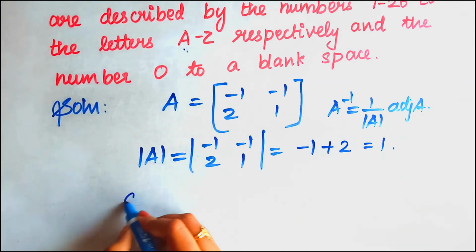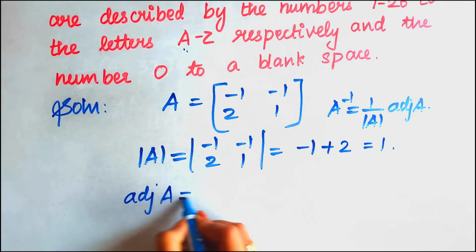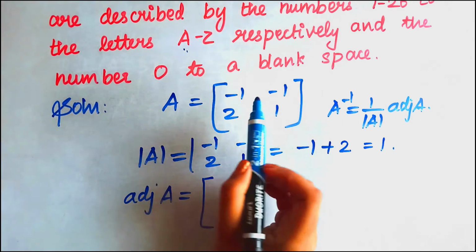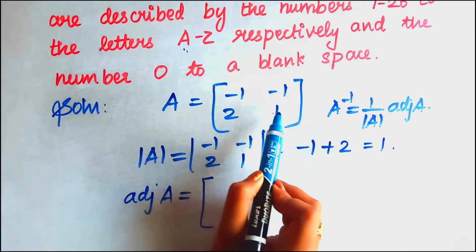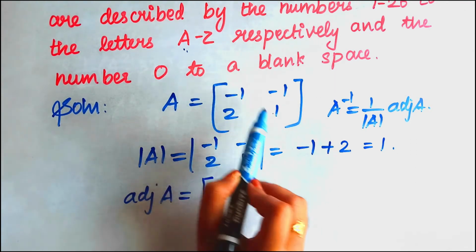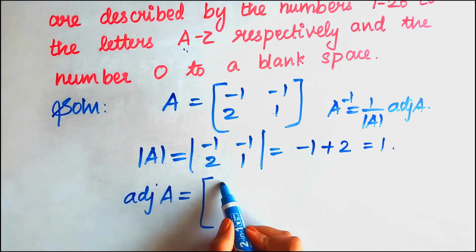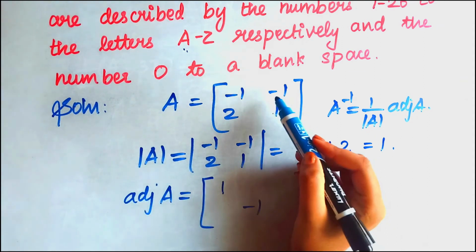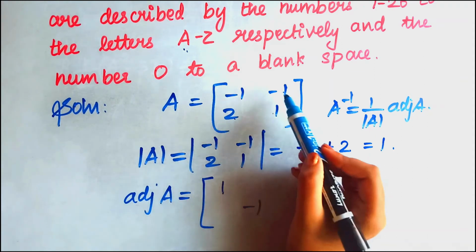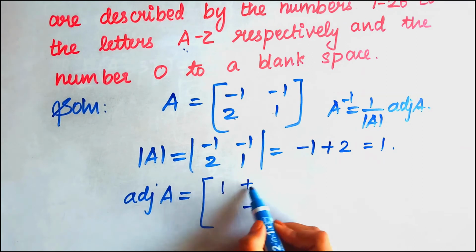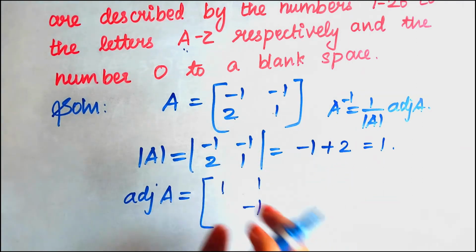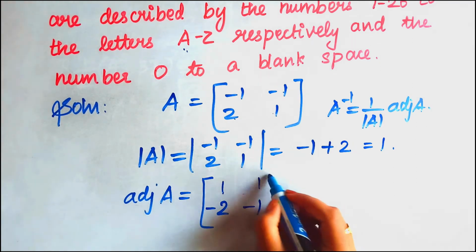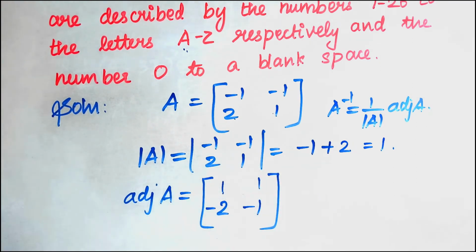Now we have to find the adjoint of A. So for 2 cross 2 matrices, finding the adjoint of A is a piece of cake, right? First we have to interchange these two elements, which is in the place of -1 there will be a 1 here, and in the place of 1 there will be a -1. So we have to interchange this, and then you have to change the sign of these two. Here it's a -1, so you have to put a +1. Here there is a +2, and while changing it you have to put a -2 here. So this way we can find the adjoint of A.